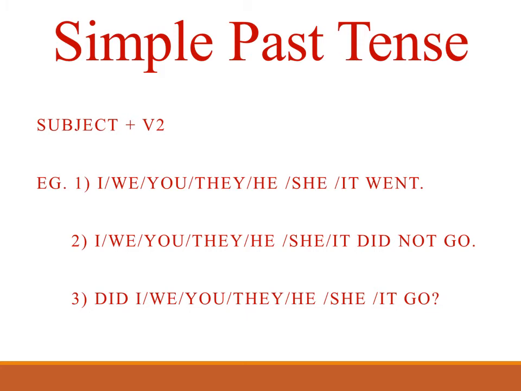Second example, with the negation, I did not go. When the negation comes, children, you need to use the auxiliary verb did. I did not go. Then in question also, did I go?